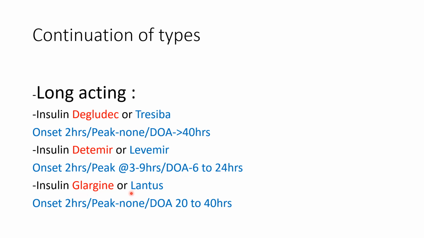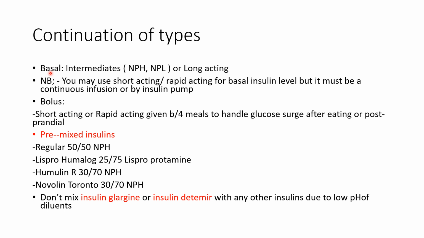Glargine or Lantus will have onset at 2 hours. They don't have a specific number of hours to peak, and duration of action is 20 to 40 hours. For basal, we'll use intermediate like NPH or NPL or long acting. Note this. You may use short acting or rapid acting for basal, but it must be a continuous infusion or by insulin pump. I think we got that right.